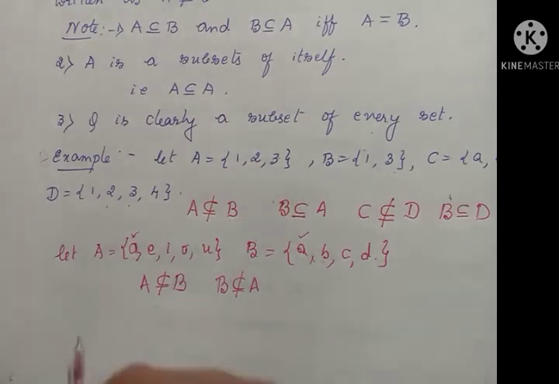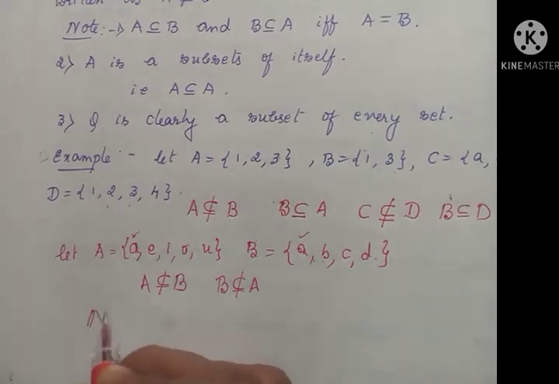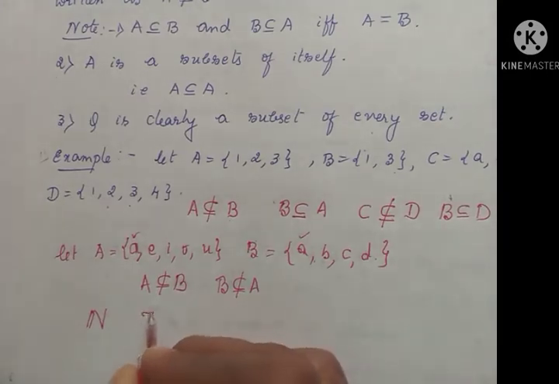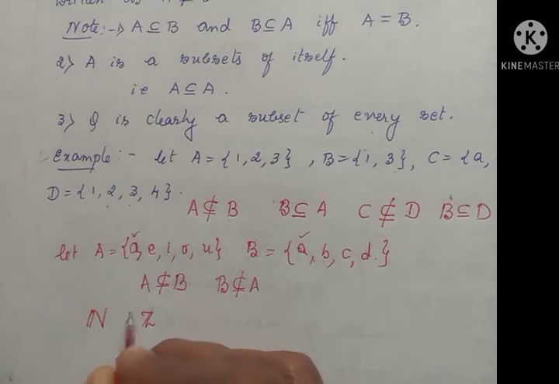Infinite sets. If I take the infinite sets, all of you know that N is the set of all natural numbers and Z is the set of all integers. Clearly I can say that N is a subset of Z, because N has the elements 1, 2, 3, 4, etc. up to infinity, and Z has the elements 1, 2, 3, 4 up to infinity, 0, then minus 1, minus 2, minus 3, etc. up to minus infinity. So clearly all the elements of N are in Z.